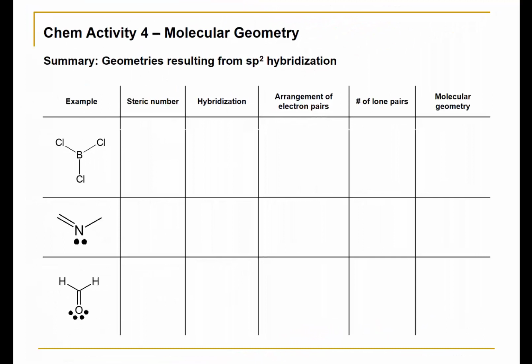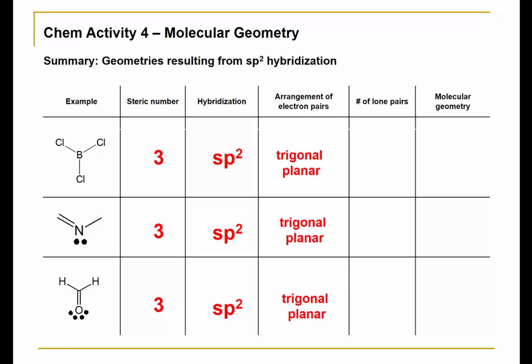Back to a table to summarize this information. All three central atoms in this case have a steric number equal to 3. All three would have a hybridization of sp2. All three would have trigonal planar electronic geometry. The middle molecule has one lone pair of electrons, so 0, 1, and 0. Anytime that there's no lone pairs of electrons, the molecular geometry will equal the electronic geometry. And of course, the molecular geometry for the nitrogen as the central atom is bent.